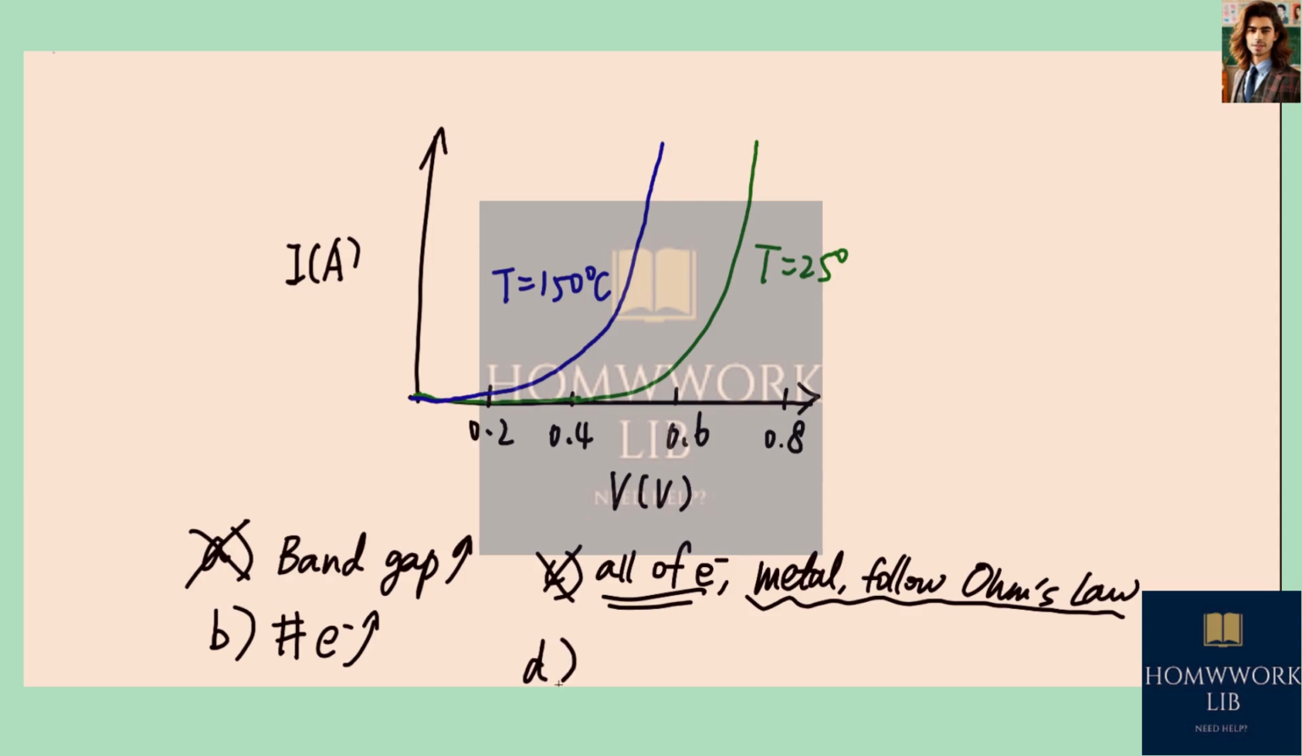Finally, part D says the acceptor and donor impurity atoms are free to move through the material, which causes the current to be higher. Again, atoms are not free to move within a material. It's solid.